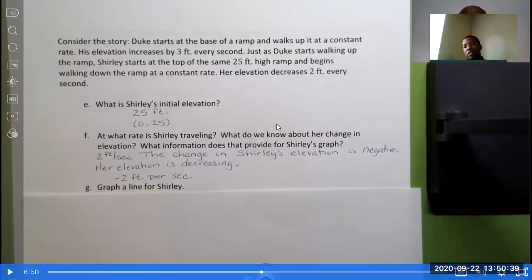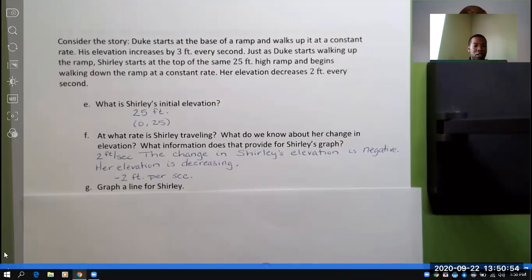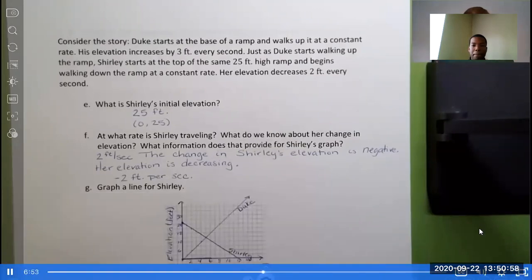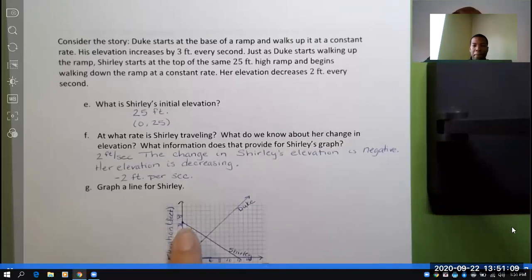Right, so I want us to look at this. So Duke started down at the bottom. Where do we think on the y-axis is Shirley going to start? Is she going to start at the top or at the bottom of the y-axis? I'm going to put that in the chat and then I'll continue the video. Did you get a graph that looks like this? I left Duke's line on here, right? And now Shirley starts at 25 and she's moving down 2 feet every second.